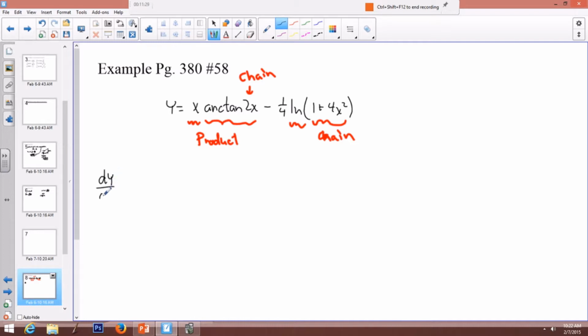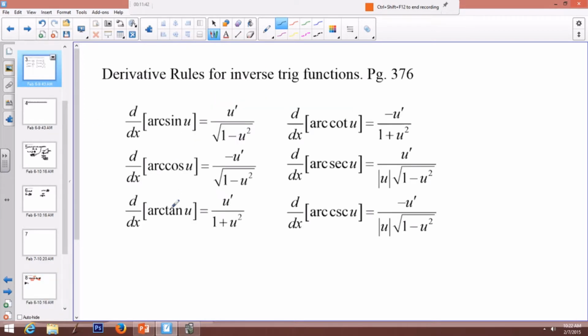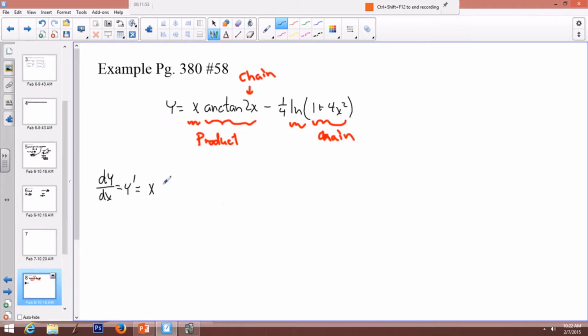So dy over dx, or y prime, whichever one you like to use, is going to be the first, so x, times the derivative of this expression. So remember, arctangent is going to be the derivative of what's inside over 1 plus whatever's inside squared. So the derivative of 2x is just 2 over 1 plus whatever was inside, 2x squared. So 2x squared is 4x squared.